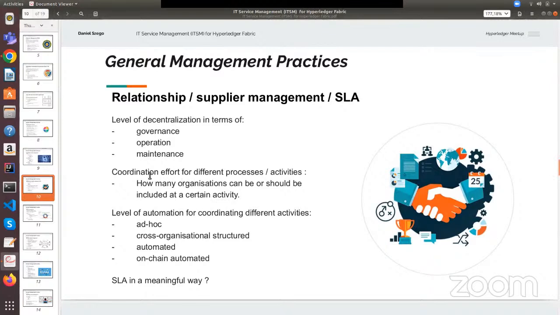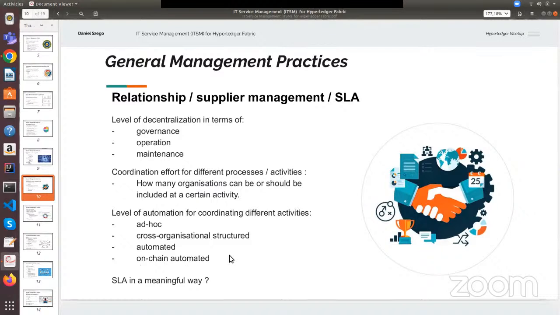And then it's usually a question of how much coordination effort is required for the different processes. For any of these points, the question is how much coordination effort we need, which organizations should be affected, and if there's any support, how they can coordinate on chain, off chain, and so on. So one thing to always consider is how much coordination we need, and if there's a structured way of coordination. We can have ad hoc coordination, structured cross-organizational coordination, automated coordination that is still independent from the blockchain and Hyperledger Fabric, and we can have on-chain automated coordination.